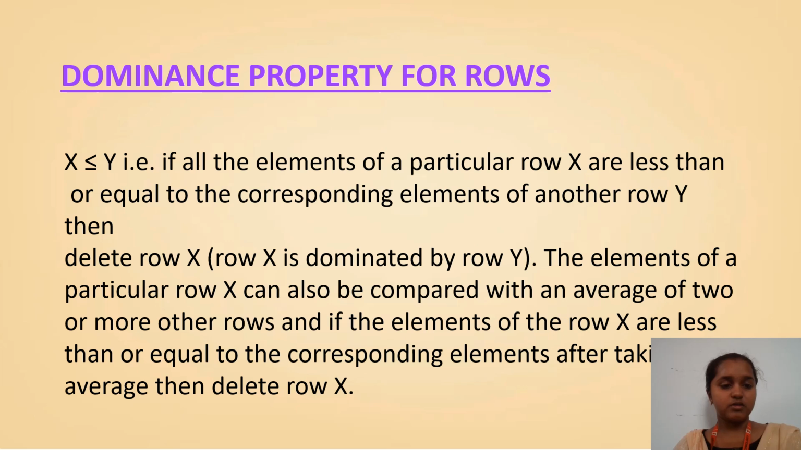Dominance property for rows. If x is less than or equal to y, that is, if all elements of a particular row x are less than or equal to the corresponding elements of another row y, then delete row x, as the x row is dominated by the y row. The elements of a particular row x can also be compared with an average of two or more other rows, and if elements of row x are less than or equal to the corresponding elements after taking the average, then delete row x. Moving on to the next slide.